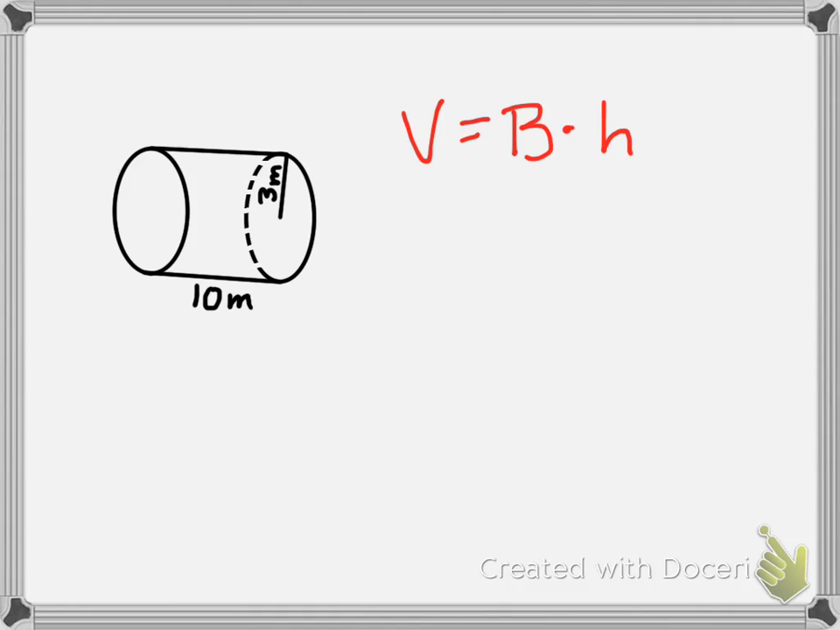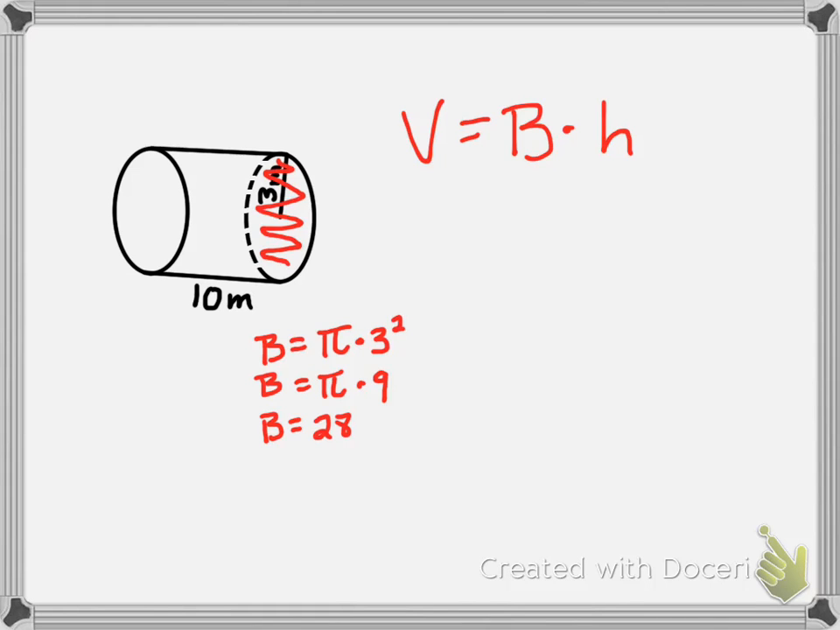Well, what is the base this time? Oh, well, the base happens to be this circle. Well, we know how to find the area of a circle. So the base equals pi r squared, so pi times 3 squared. Well, pi times 3 squared is pi times 9. So the area of the base is 28.27 meters squared. So now that I know the area of my base, then my height must be perpendicular to it. If this side is the base, then this must be the height.